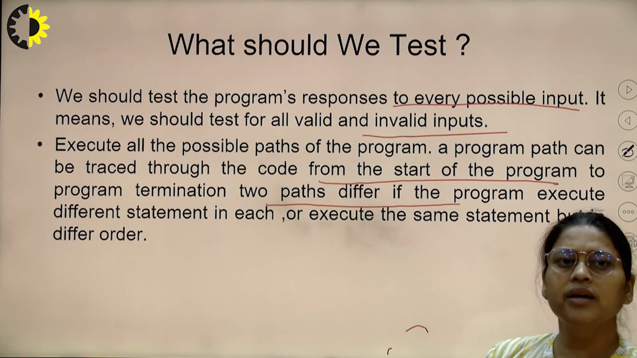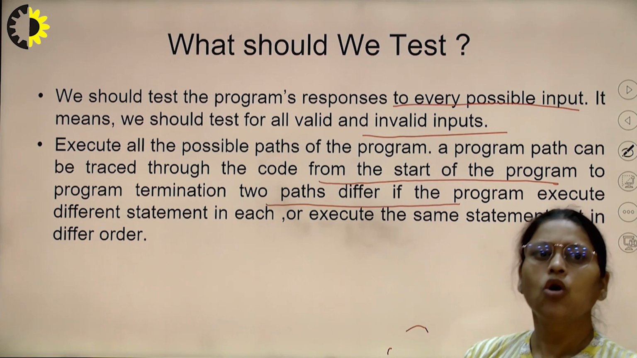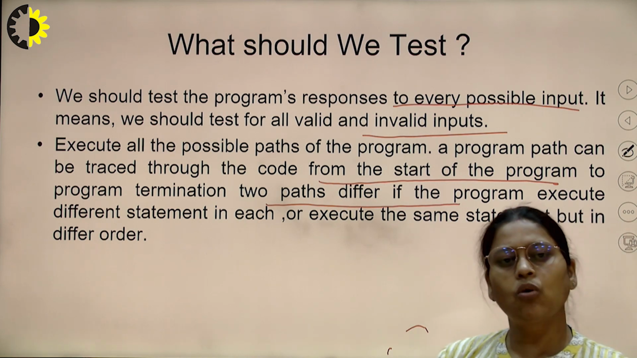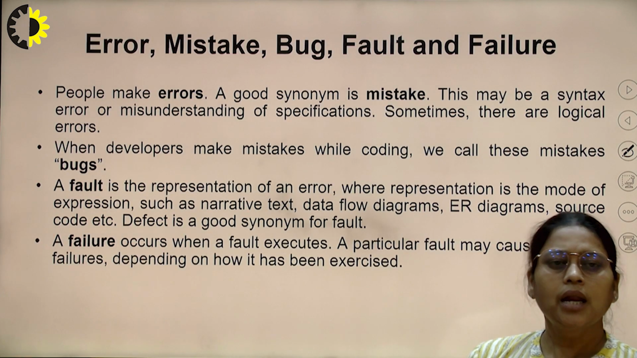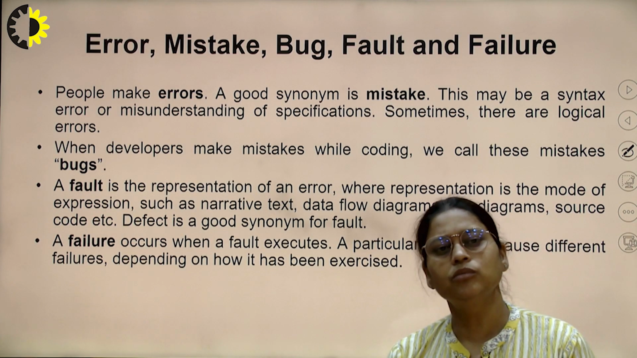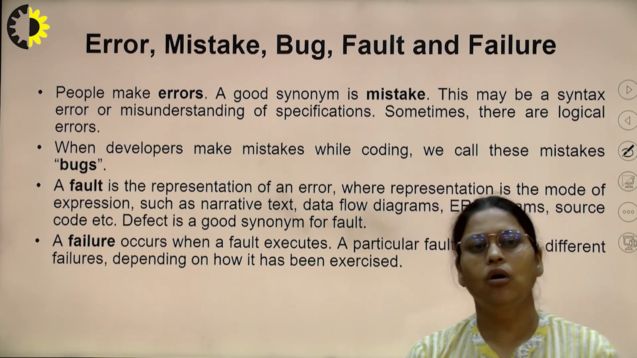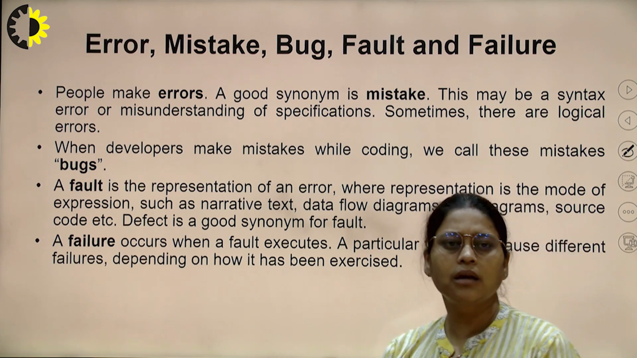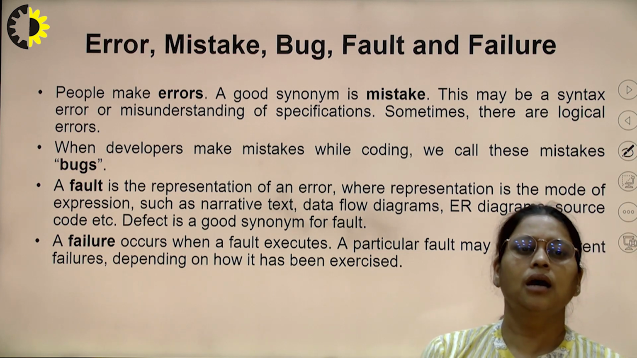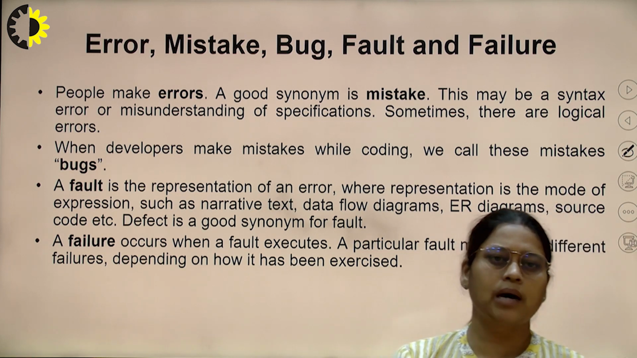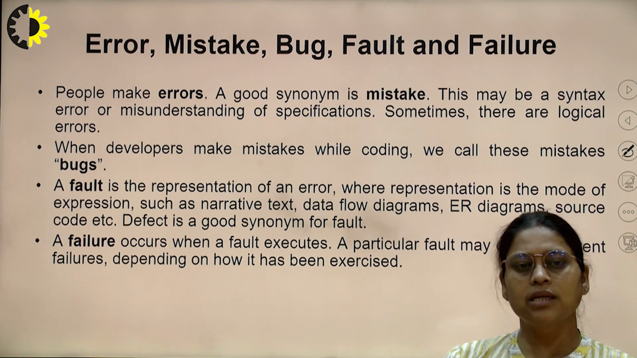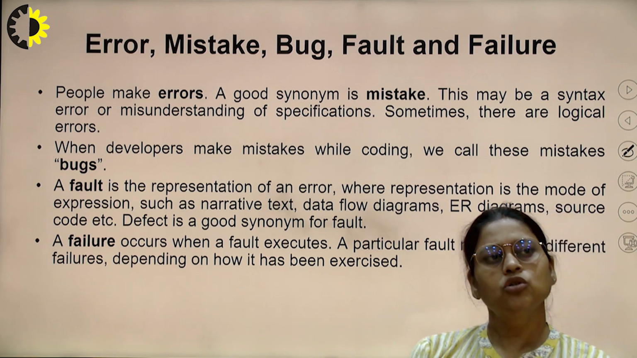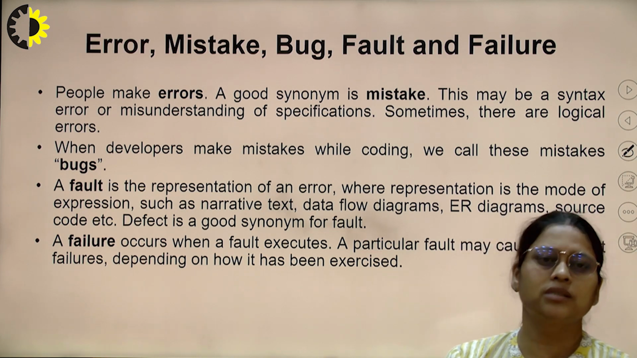And two paths differ if the program executes different statements in each, or executes the same statements but in a different order. So we have to test all these things in detail. Now there are various terms regarding error or fault in the system. Sometimes we are confused or we use the same word for error, mistake or bug. So now we have to differentiate, because there is a slight difference between all these terms: error, bug, mistake, fault and failure. Now we will discuss what the difference among them is.